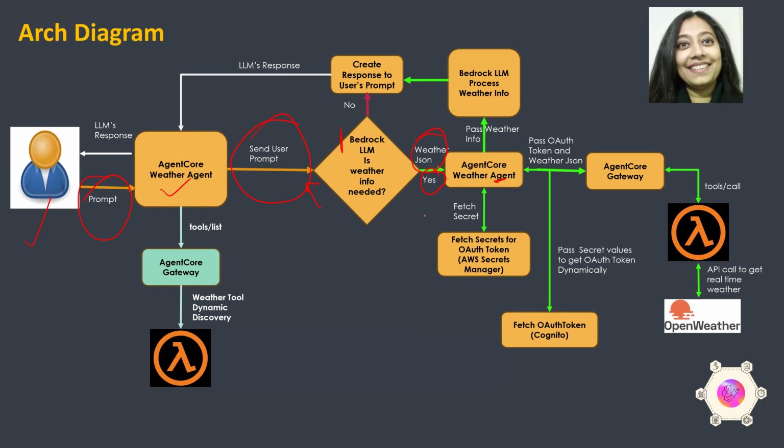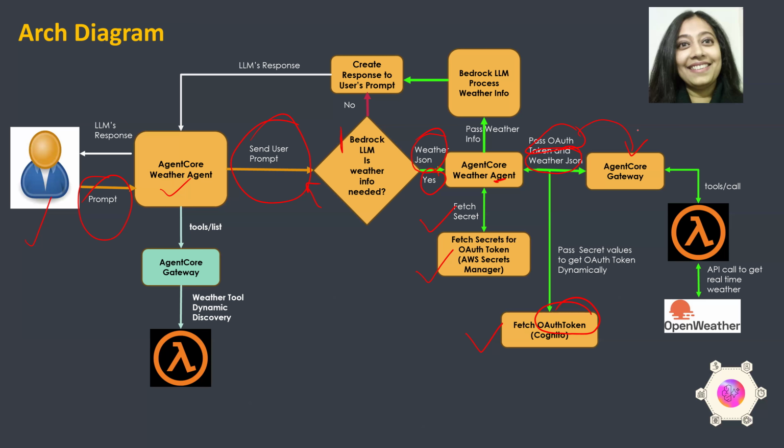It then fetches the secret information. This secret is nothing else but our client ID, client secret, token URL, everything that is needed to basically fetch an OAuth token. So first it goes ahead and fetches all the secrets. It uses this secret essentially to fetch an OAuth token from Cognito. After it fetches the OAuth token, it takes the OAuth token along with the weather JSON, and our agent passes that to our gateway.